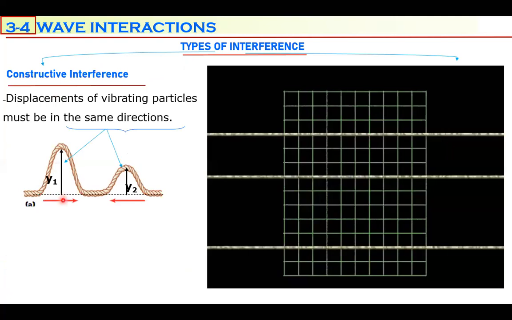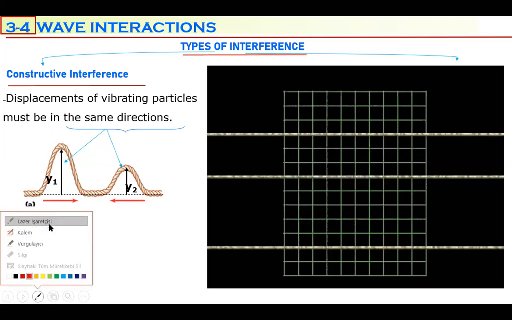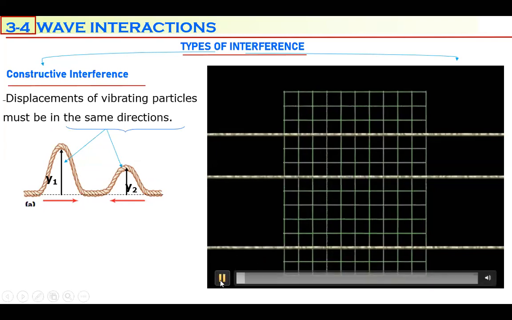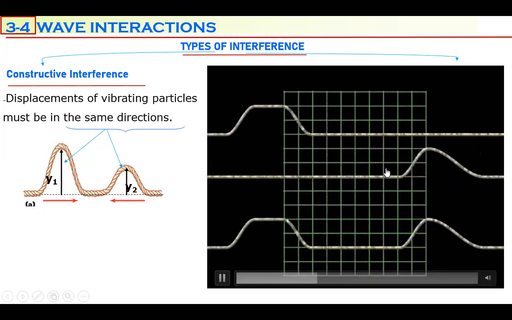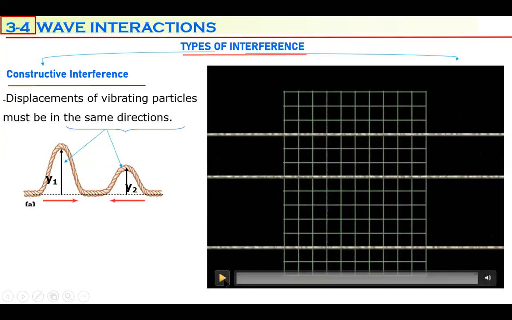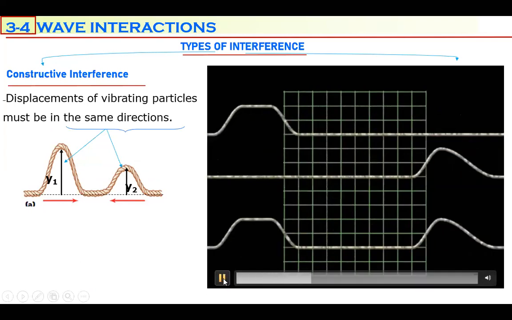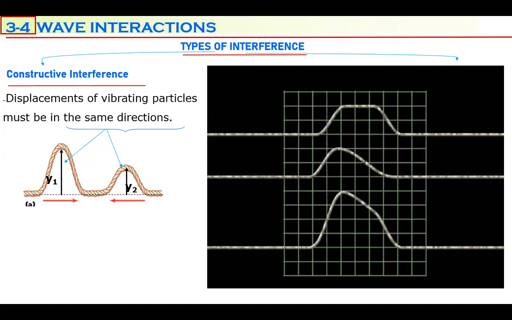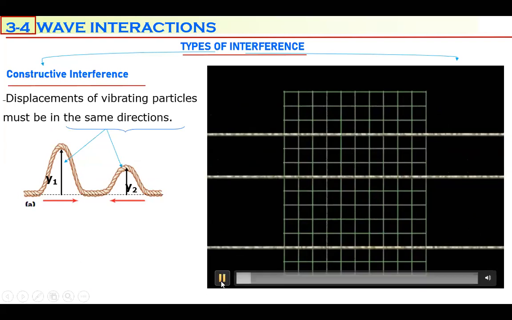If displacements are in the same direction, look here, positive y and positive y, and if these waves are approaching each other, what will happen? They will meet. Like this one on the video, let's see that. Two waves approaching each other, as you see, when they meet, for an instant they produce a resultant wave which is greater in amplitude. So they support each other, making an amplitude which is the sum of the amplitudes of the individual waves. Now I will stop when they meet.